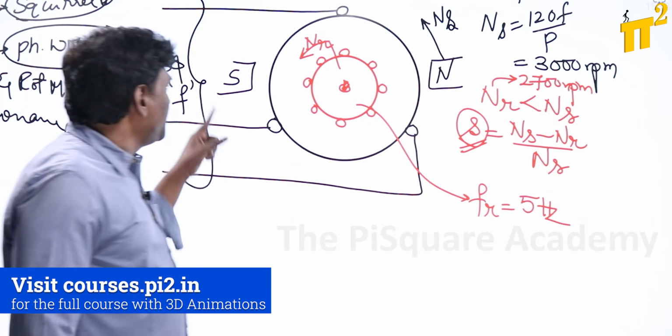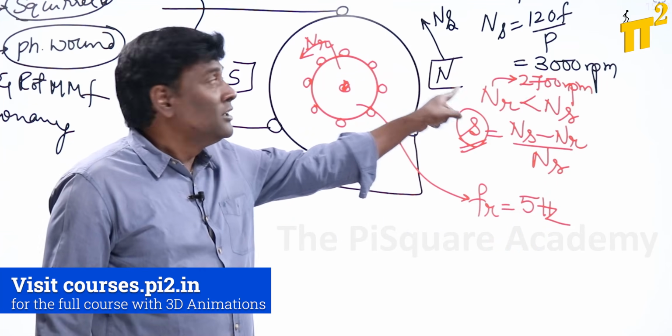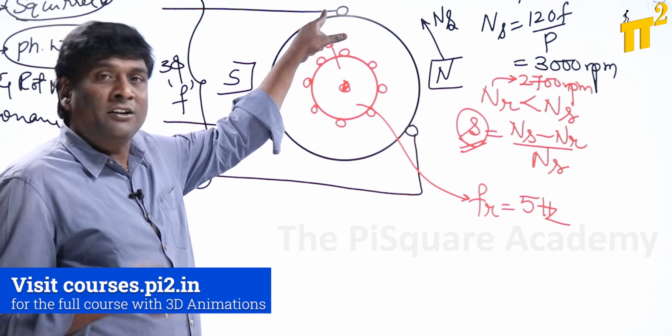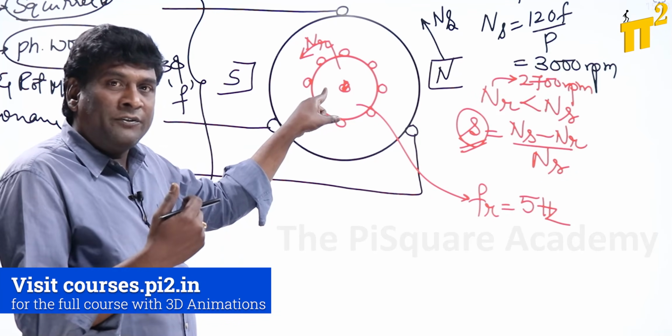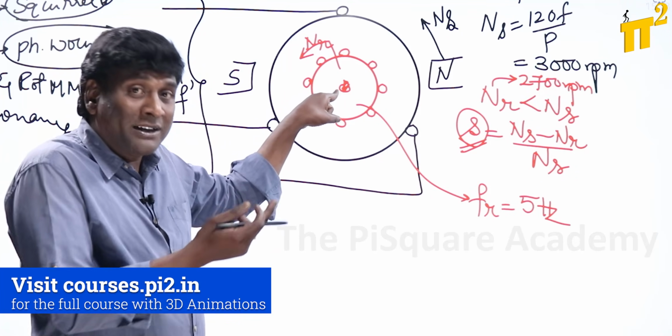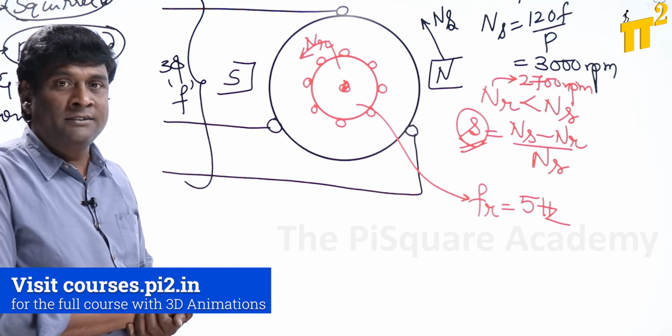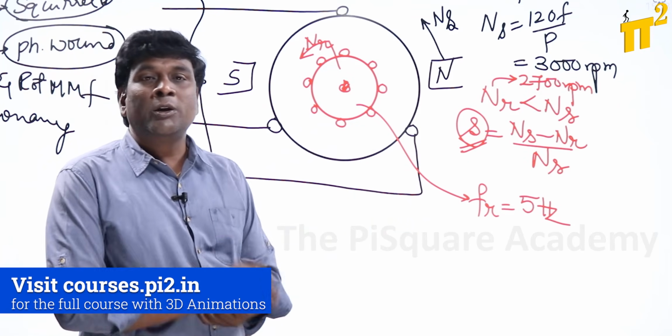Because if you have 3000 RPM here, the frequency of the induced voltage is 50 Hz. Here the rotating magnetic field is rotating with respect to the rotor, because the rotor is already rotating at 2700 RPM. So my frequency is going to be 5 Hz.